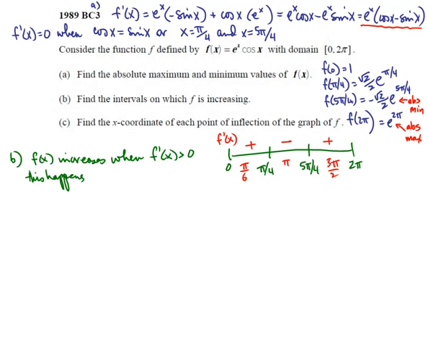So f is increasing when x is between 0 and pi over 4, or when x is between 5 pi over 4 and 2 pi. And that does it for part B.